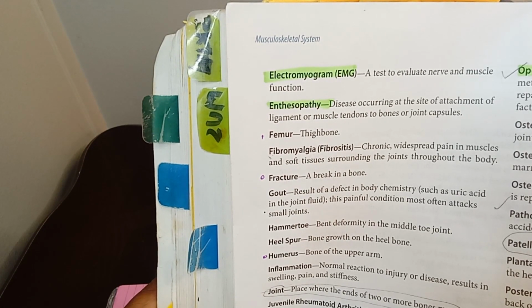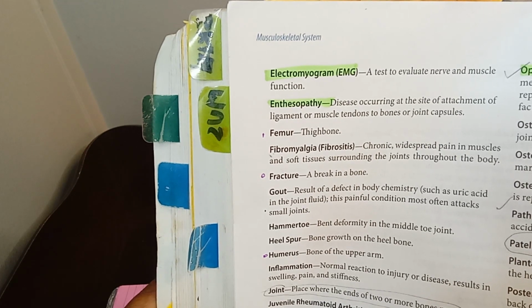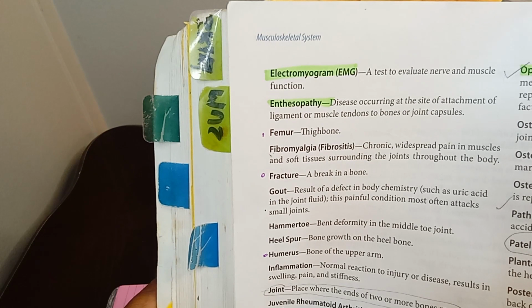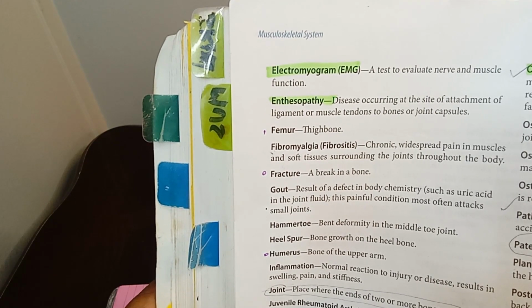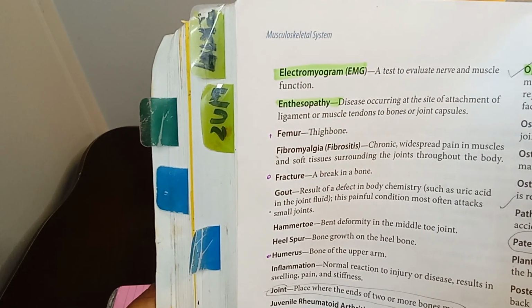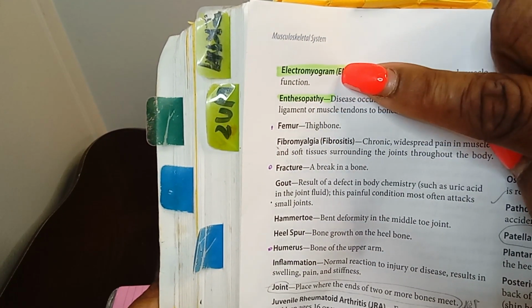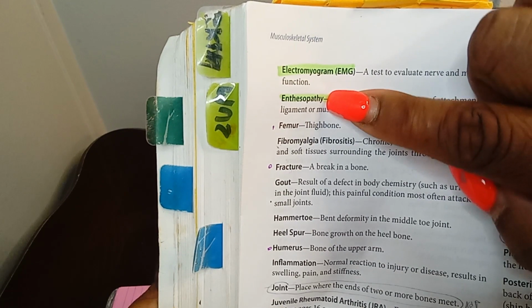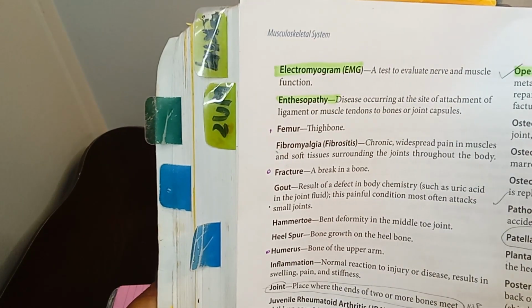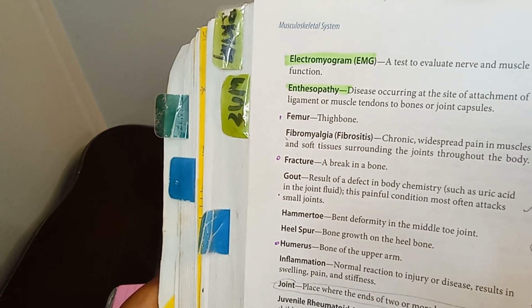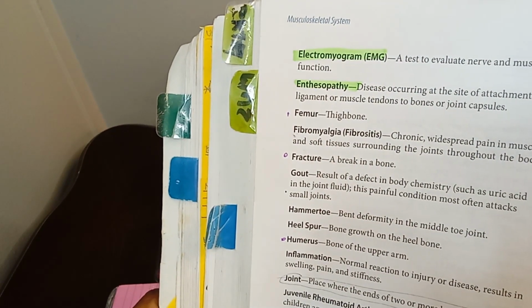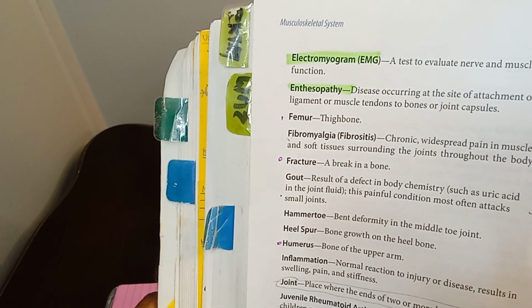Enthesopathy, there is a disease going on. So, pathy. Look at femur. Femur is the thigh bone. So now you know that that's an anatomical site. That's a body part versus a procedure. And this is a diagnosis, and that's a body part. Okay? Fibromyalgia, that is a diagnosis. Fracture, that is a diagnosis.